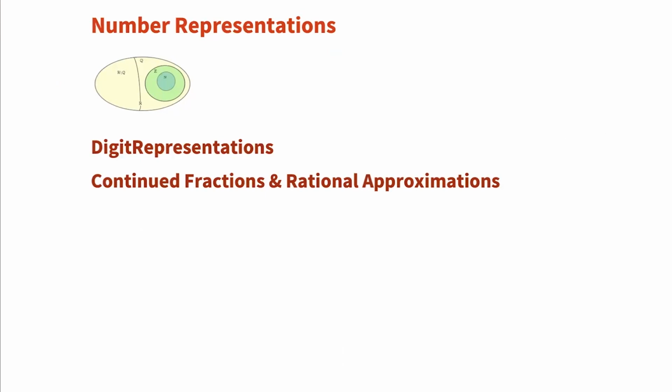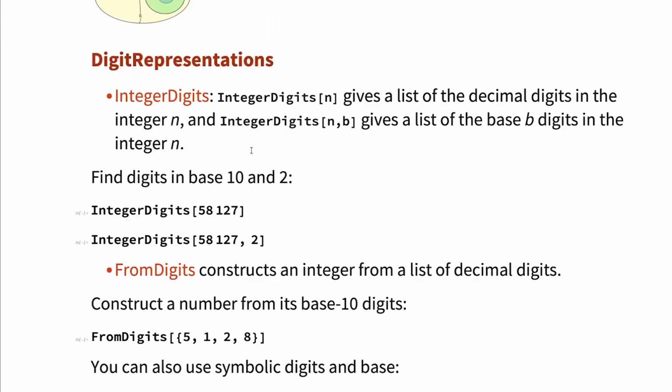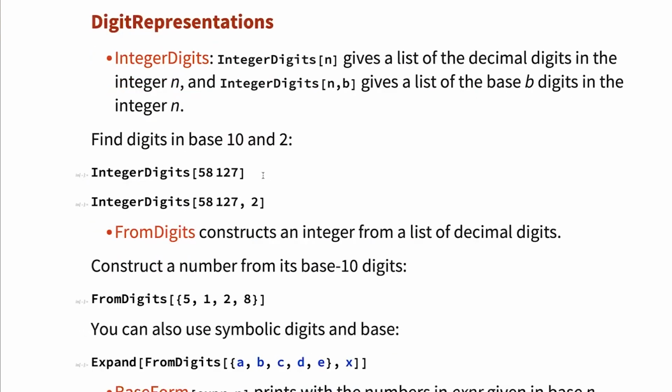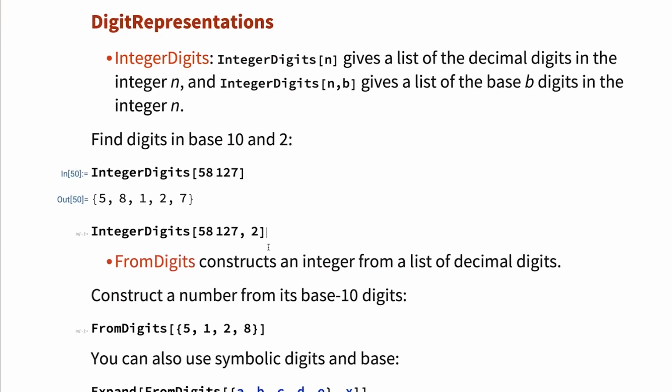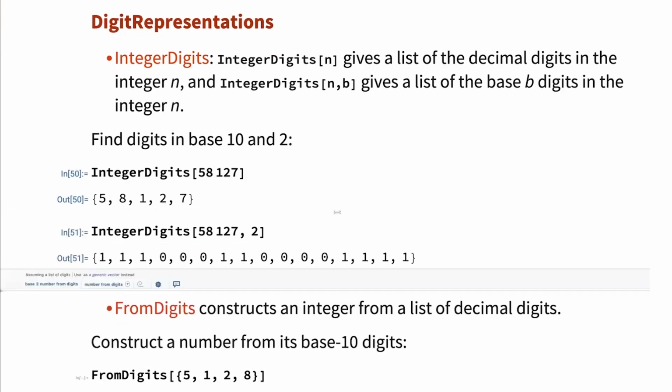So digit representations. Okay, IntegerDigits[n] gives a list of the decimal digits in the integer n, and IntegerDigits[n, b] gives a list of the base b digits in the integer n. For example, we can find digits in base 10 and 2. We can find digits of this number, and we can find the digits of this number in base 2.